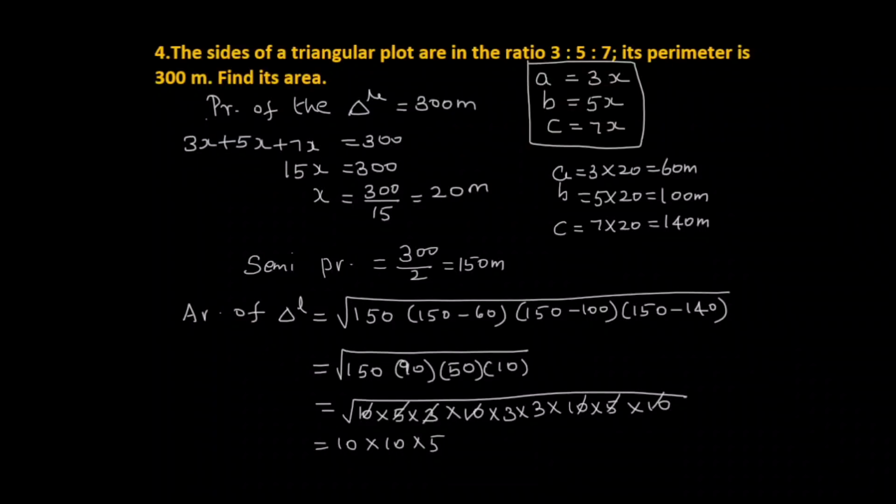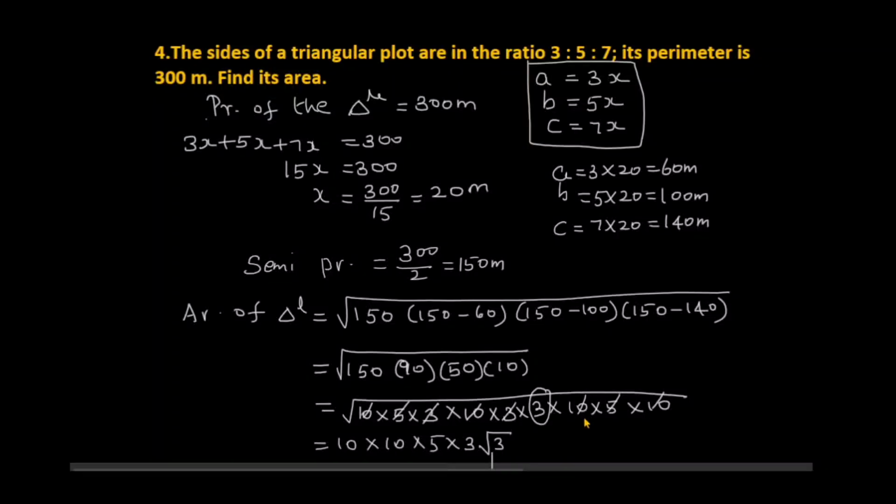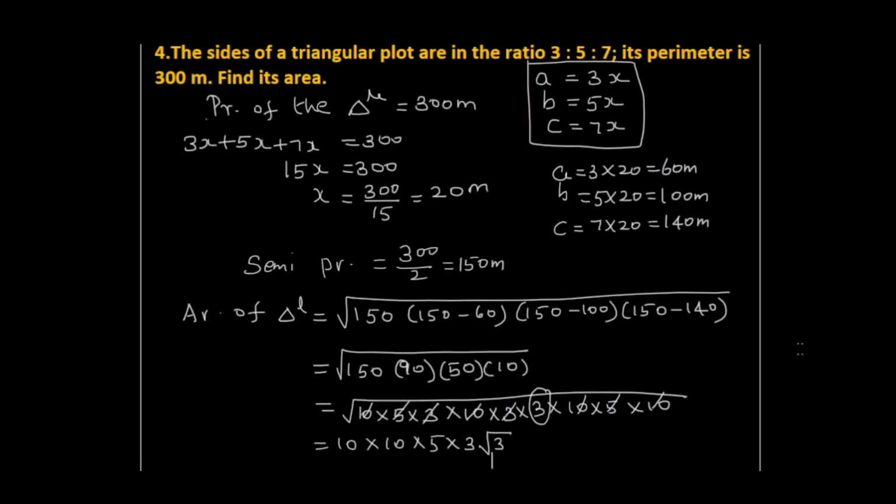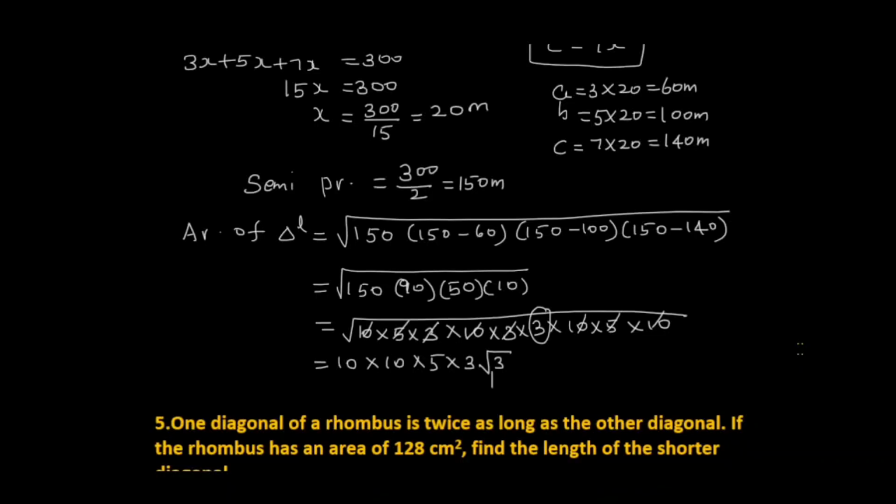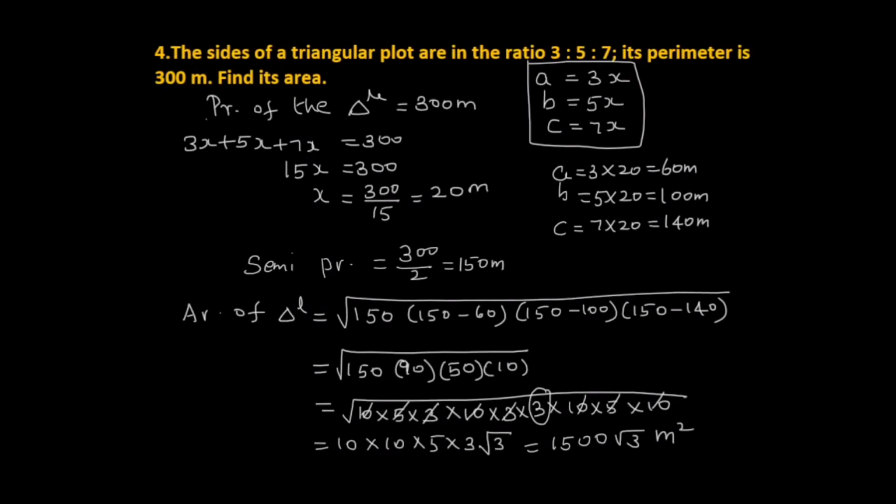Whichever numbers have pairs, take them out; which do not have a pair, don't take them out. For the 3, 3, take one 3 out. So the rest of the number here is 3, without a pair. That should be under our root. So the answer is 10 into 10 into 5 into 3, nothing but 1500. So 1500 root 3 meters squared is the area of the triangle.